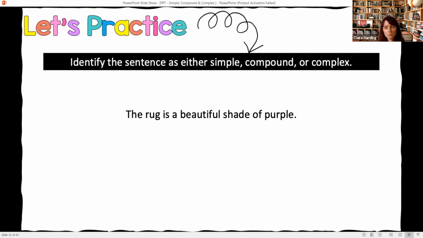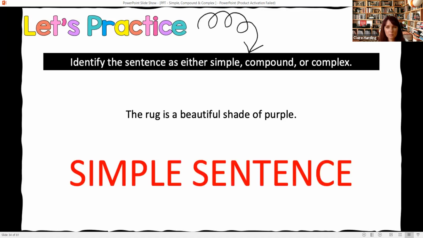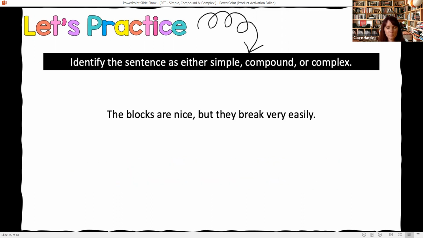The rug is a beautiful shade of purple. What kind of sentence is that? Is it simple, compound, or complex? Give you a couple seconds. And if you said simple sentence, you are correct. It has one independent clause, so it makes it a simple sentence.